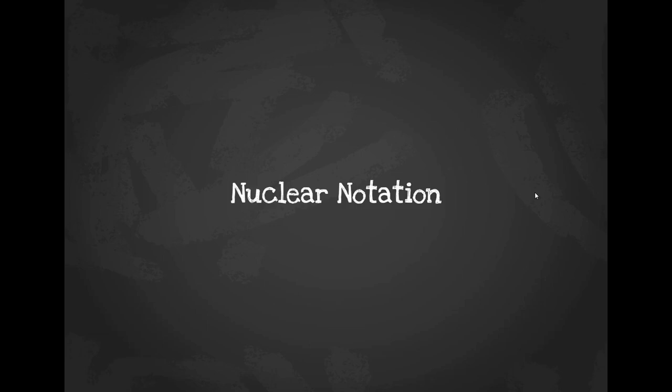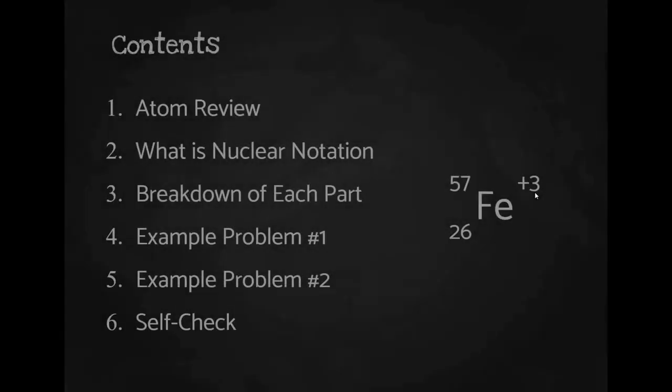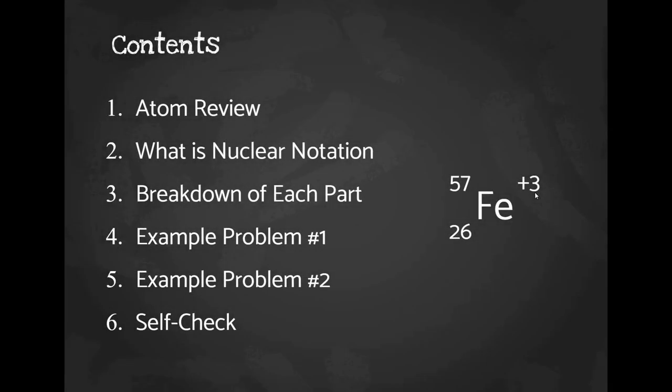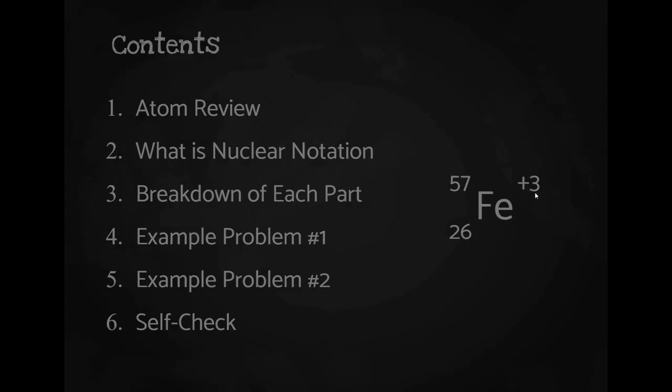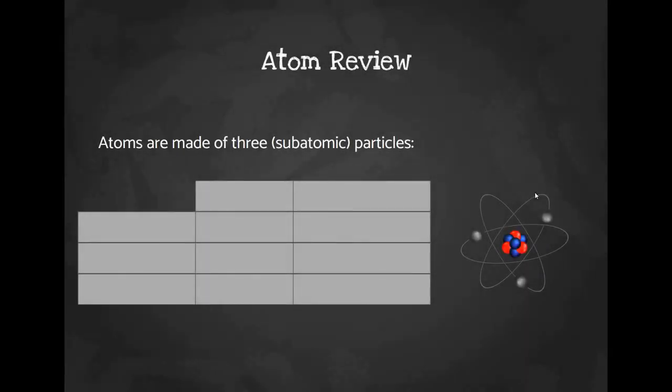In this video, I'm going to cover the process for the Unit 2, Section 1 practice on nuclear notation. So first in this video, we'll do a quick review of the atom. We'll then get into what nuclear notation is and why it's important. We'll go through a quick breakdown of each part of nuclear notation. We'll finish up with a couple of example problems and finally give you a chance for a self-check at the end. So first, let's quickly review the atom.